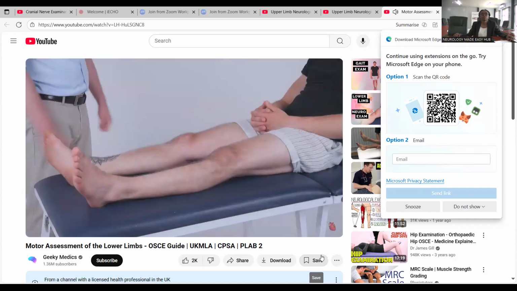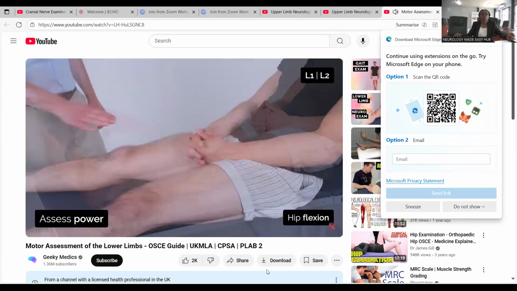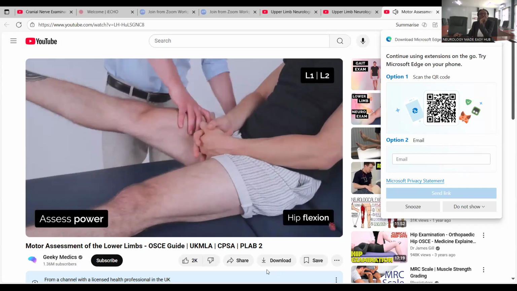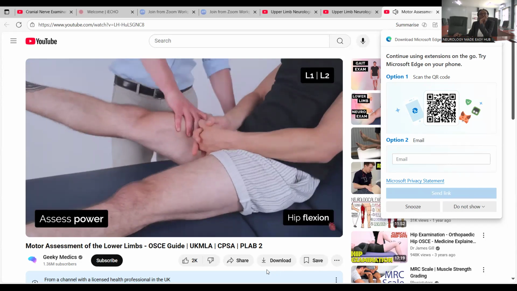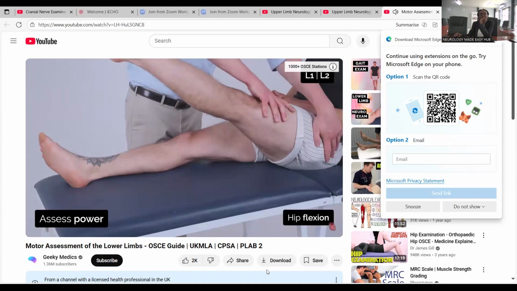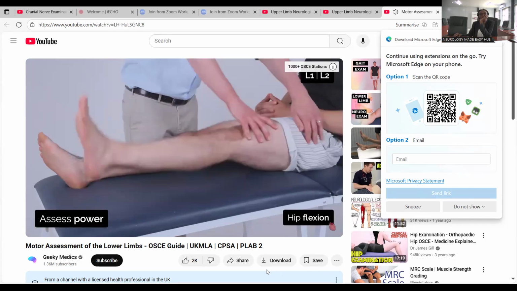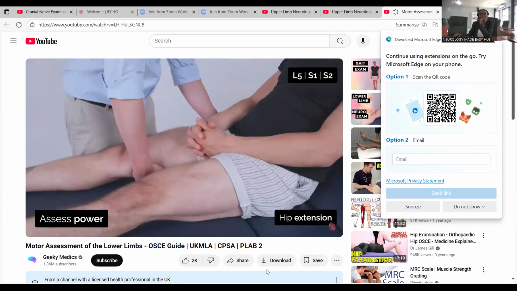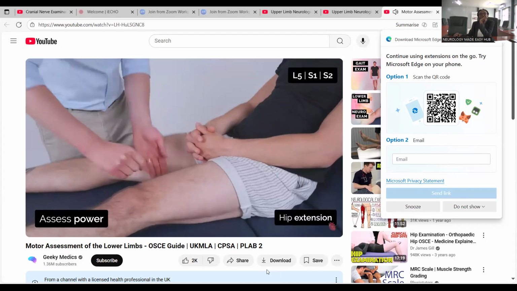So I'm going to test the strength in your legs now. So if you can lift this leg straight up off the bed and stop me from pushing it down. Good. Just relax this and lift this leg up straight off the bed and stop me from pushing it down. Good. And just relax it. I'm going to place my hand underneath your leg. If you can push it down into the bed. Good. And stop me from lifting it.